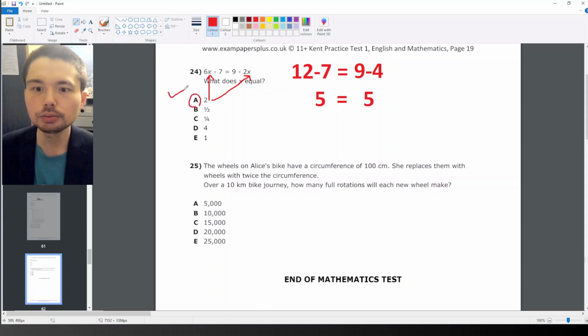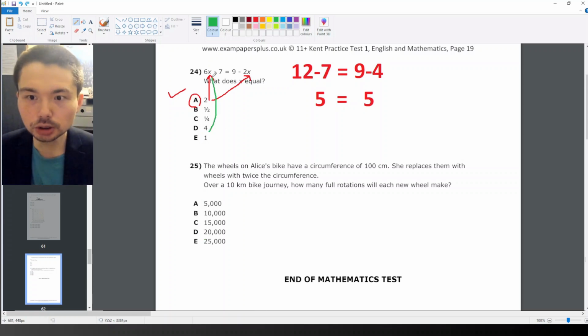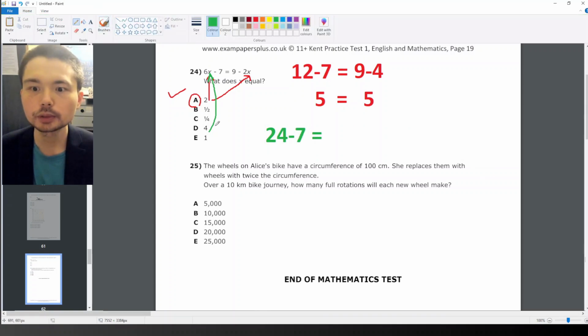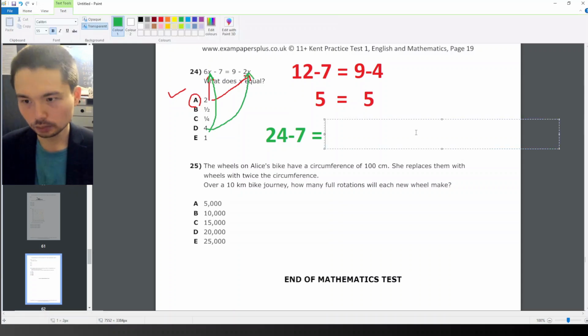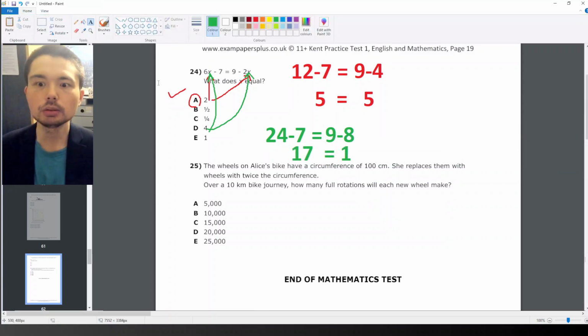Right, I'm going to prove to you. Imagine we put in another one. It won't work. I didn't expect that. Normally, questions towards the end, they might force students to pick. It's either C, D, or E. So I'm going to put 4 just to show you why it doesn't work. 6 times 4 is 24, minus 7. Now we do the same thing on the other side. 9 minus 2 times 4, 9 minus 8. And it doesn't work because 17 does not equal 1. Okay, so no, A is the answer.